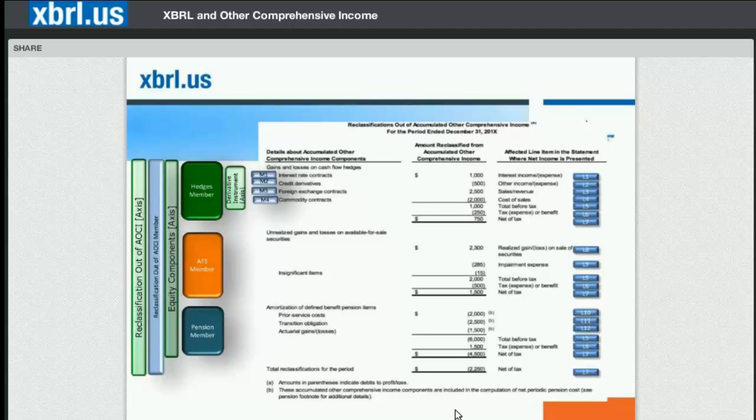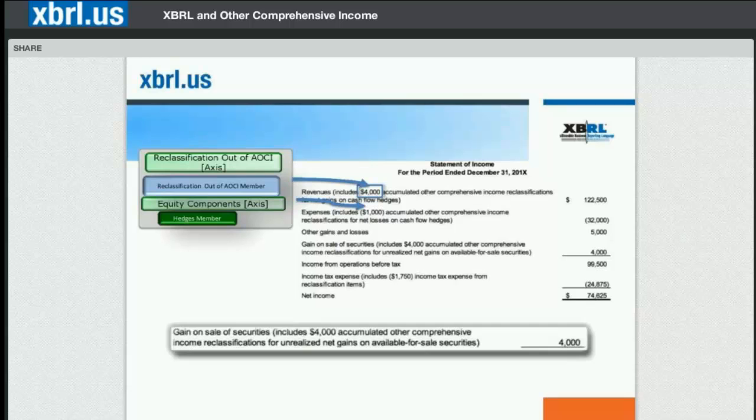The reclassification out of AOCI may also include a parenthetical disclosure as in Figure 5. So this is a bigger picture of what we saw before. For example, each of the first two items in this disclosure is tagged using the same axes as we used in tagging the disclosures made in the tabular presentation, which is this reclassification out of AOCI member and the hedges member.